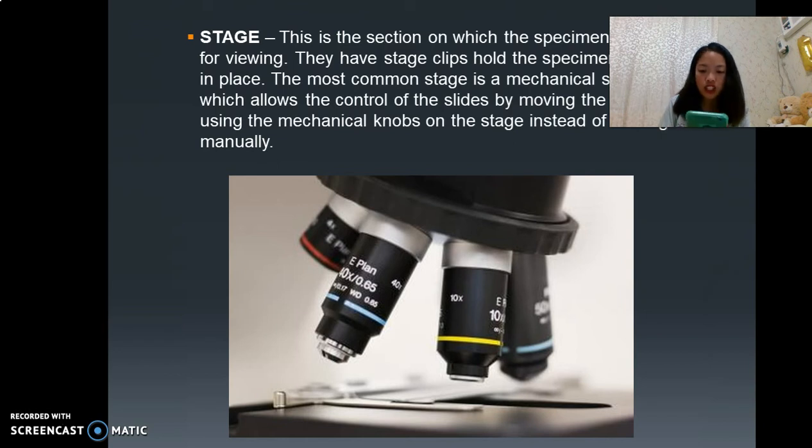The stage is a platform. Ibig sabihin, platform siya kung saan ino-hold niya yung mga specimen. The stage typically has a stage clip on either side to hold the slide firmly in place. Some microscopes have a mechanical stage with adjustment knobs that allow for more precise positioning of slides. Yan. So, next.